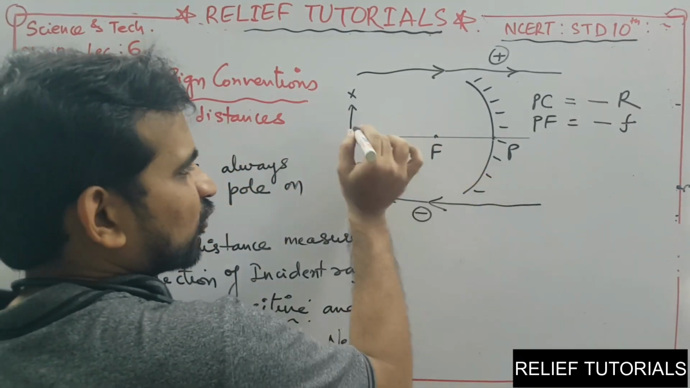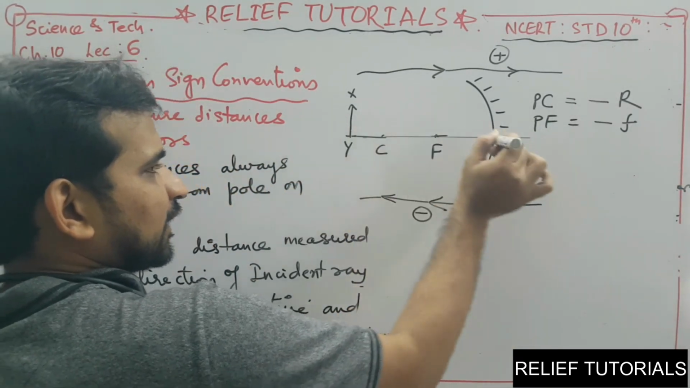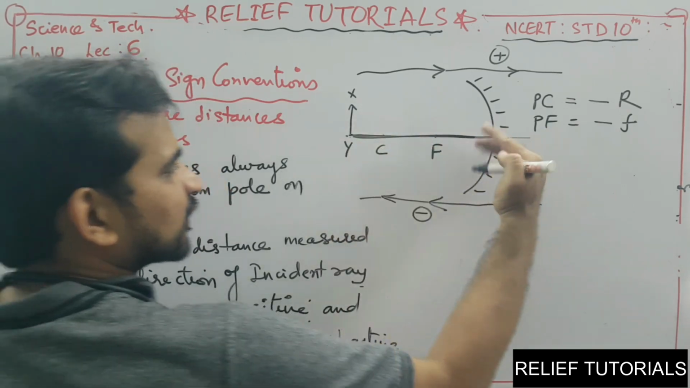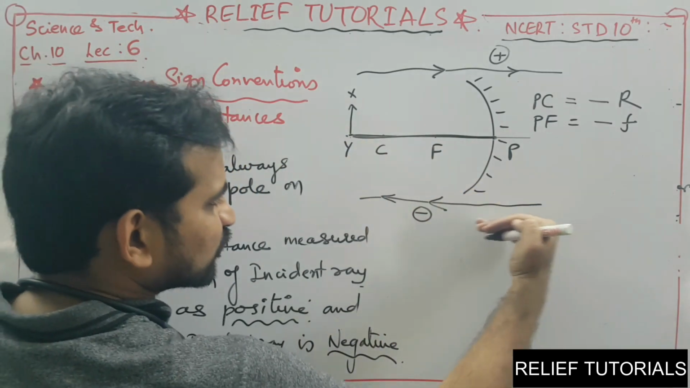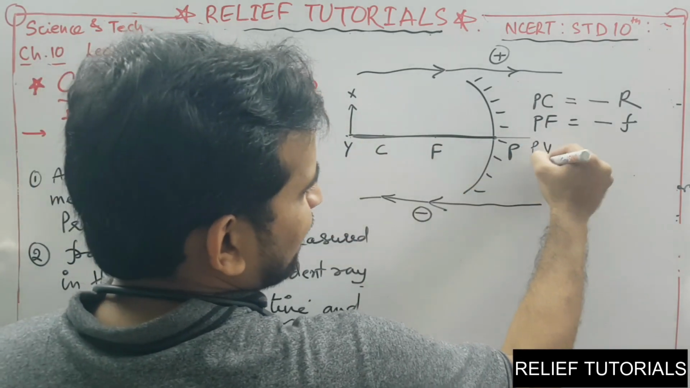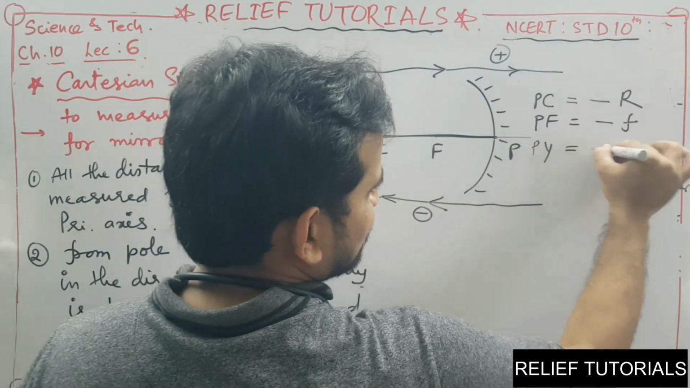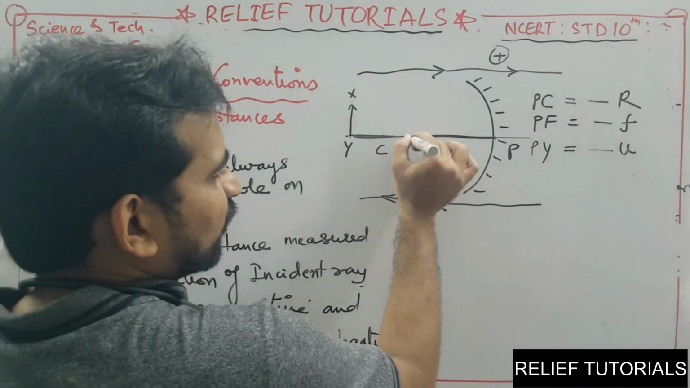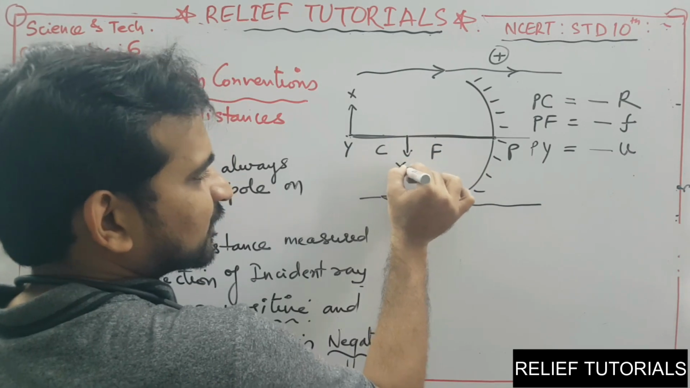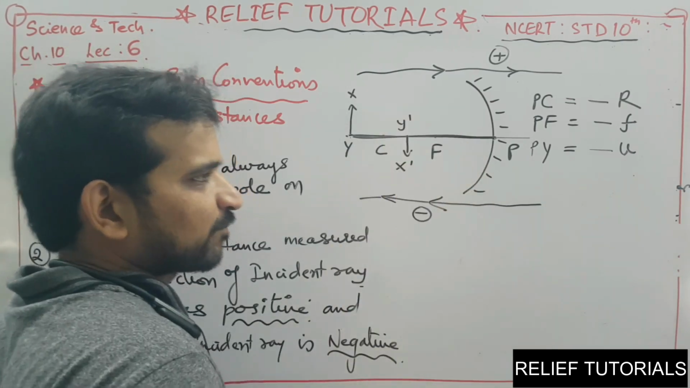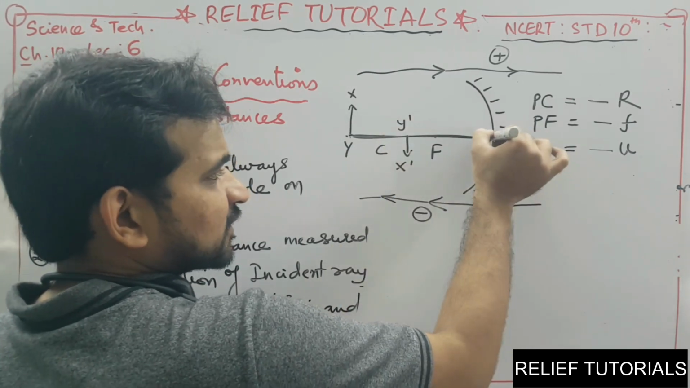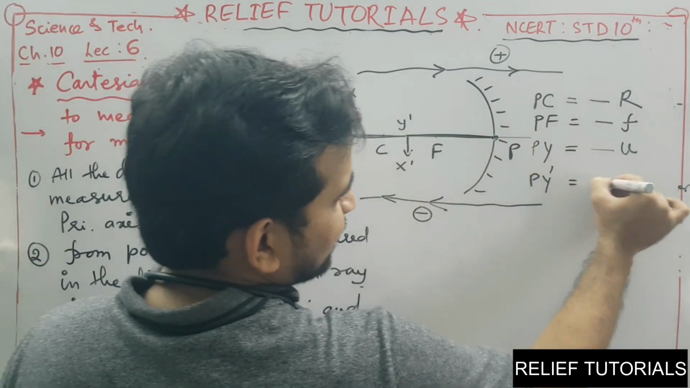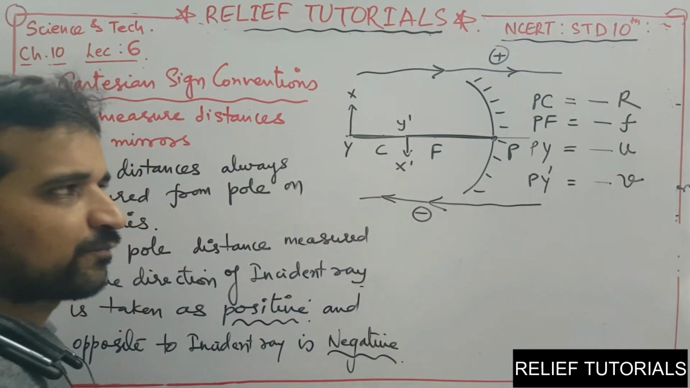Now object distance. Object distance means P to Y. Again you are going P to Y means this opposite to incident ray. So PY distance is object distance, and that should be also taken as negative U. Image will be obviously formed here like this. Consider it is X dash, Y dash. So the image distance is PY dash, and that should be taken as minus V.